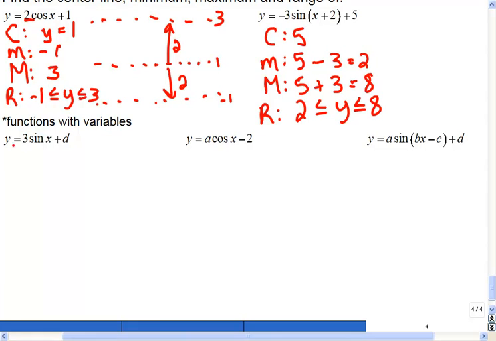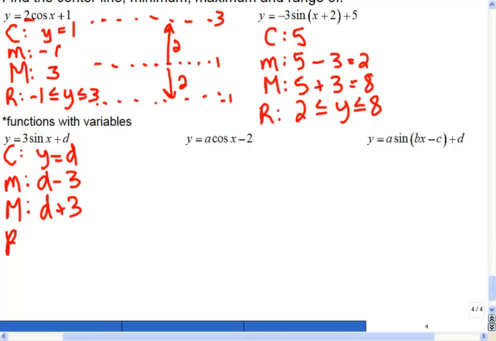So let's try the first one together. Center line? D? What are you talking about? D's not a number. It's not that bad, is it? Should be pretty easy, I hope. Okay. So can you figure out what the minimum and the maximum is going to be, even though there's a D in there? D plus 3, D minus 3. Yeah, exactly. Center line, drop down 3 units. Center line, go up 3 units. So the range on this graph will be from D minus 3 to D plus 3.